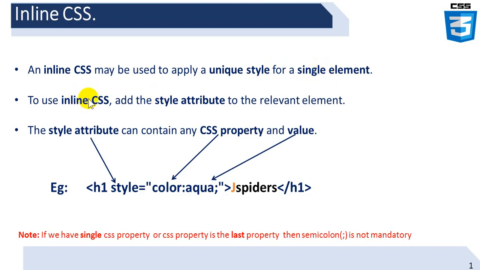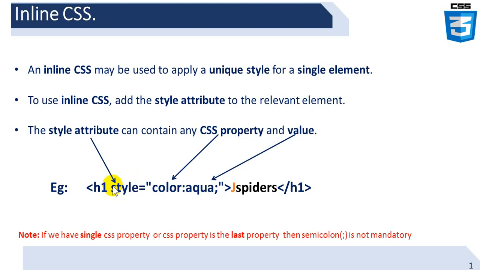Next, to use inline CSS, we have to use the style attribute. See, we have to use the style attribute on the relevant element. The style attribute can contain any CSS property and value. How to add the style attribute? You already know how to add attributes, right? Similarly, in this example we have an h1 tag, and I am adding the style attribute. Why do we use this style attribute? To add inline CSS, guys.